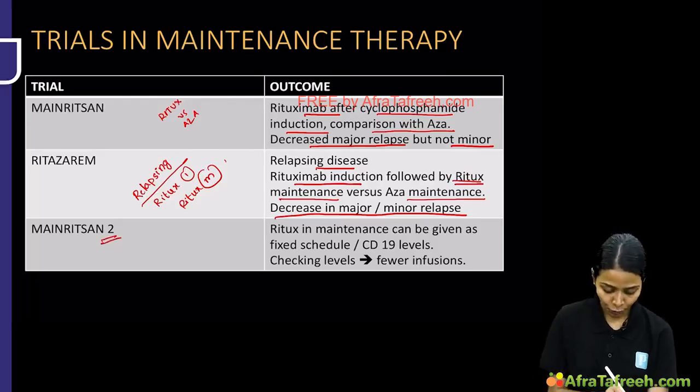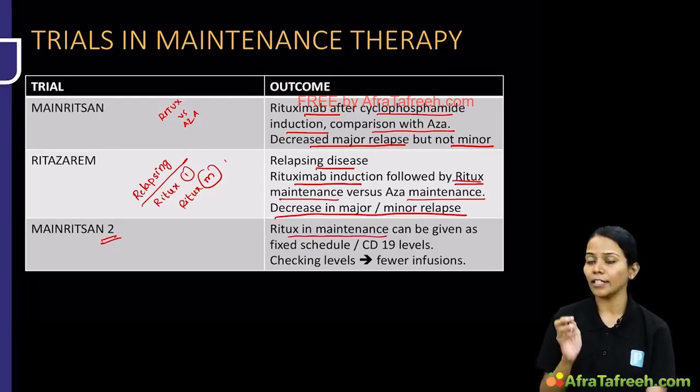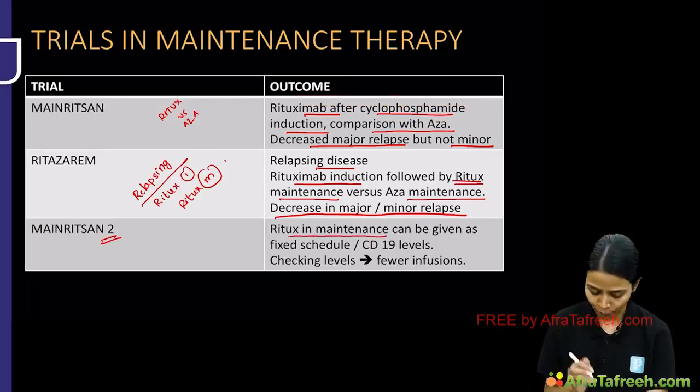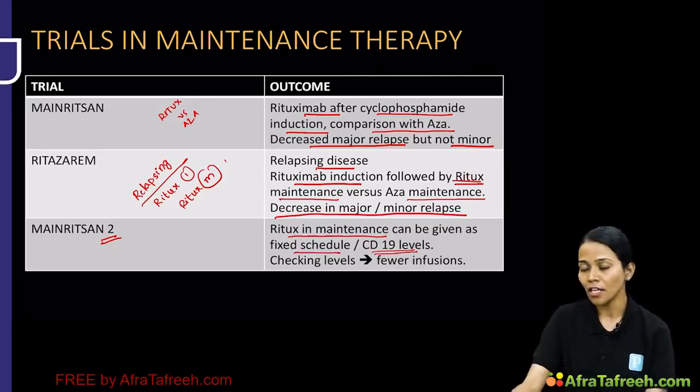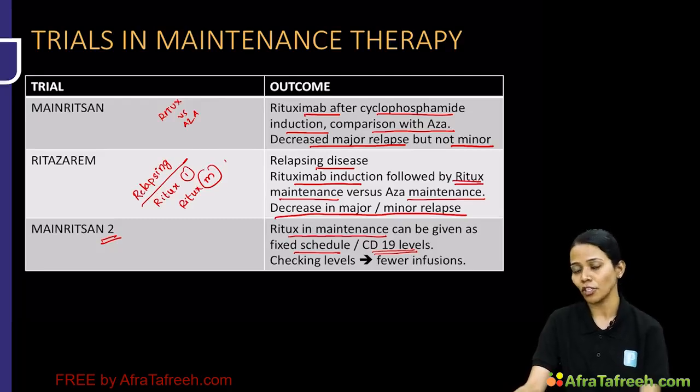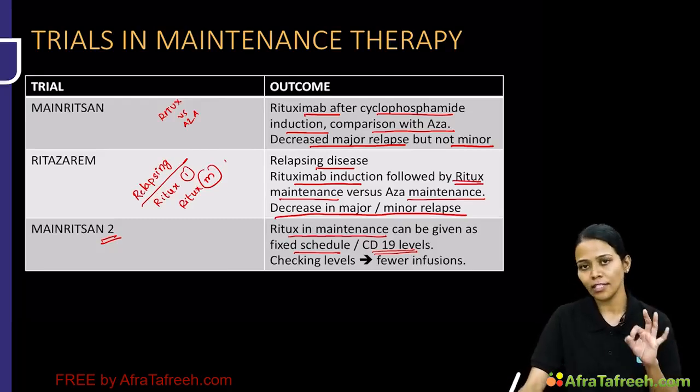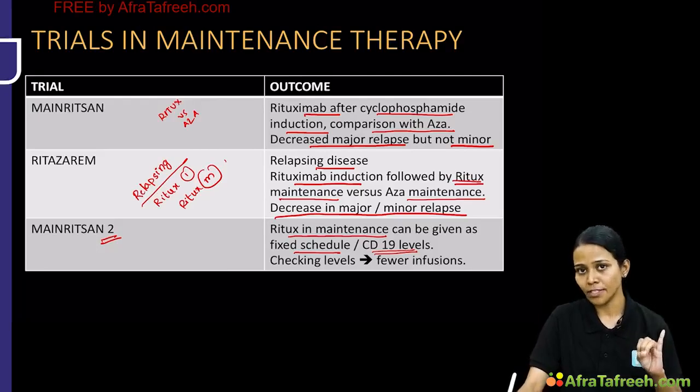In MAINRITSAN 2, what they did is, they used rituximab maintenance, and they showed that it can be given as two schedules. One is a fixed schedule, another one is to keep checking the CD19 levels at periodic intervals, and if it is hiking up, then give another. So the advantage of doing this is you will give a lesser number of doses altogether. So these three are the trials: MAINRITSAN, RITAZAREM and MAINRITSAN 2.